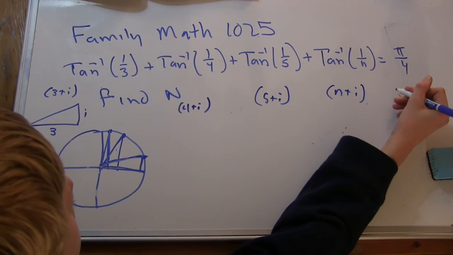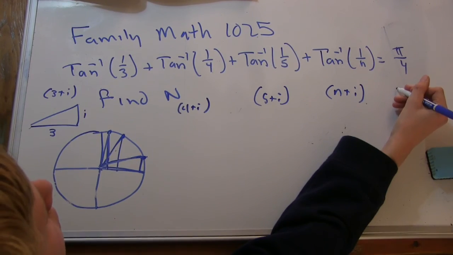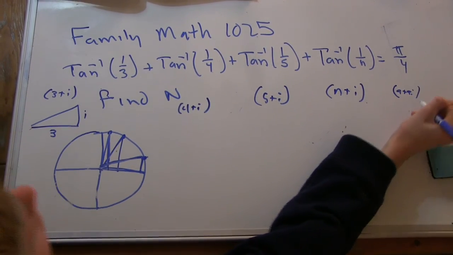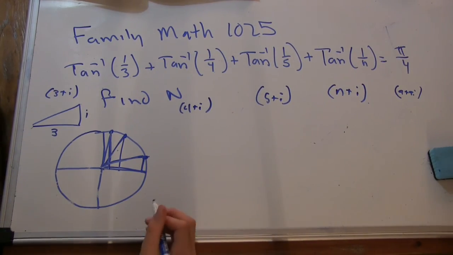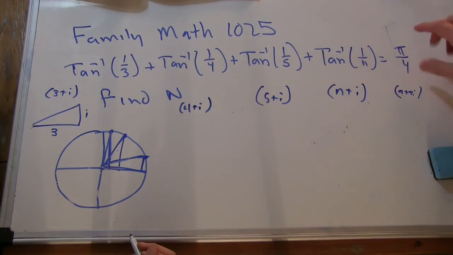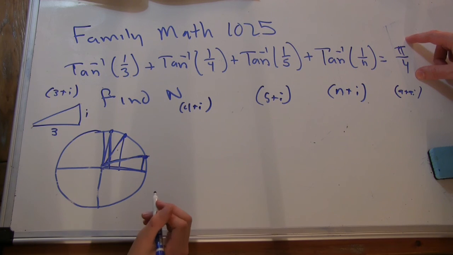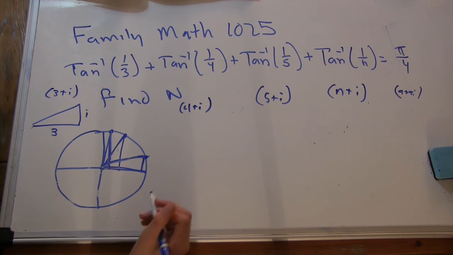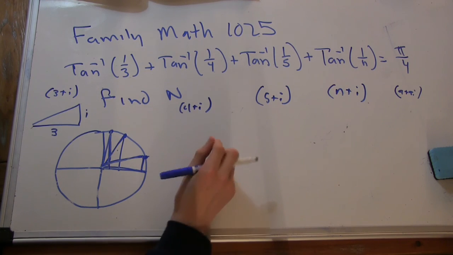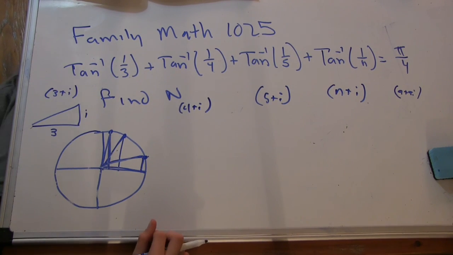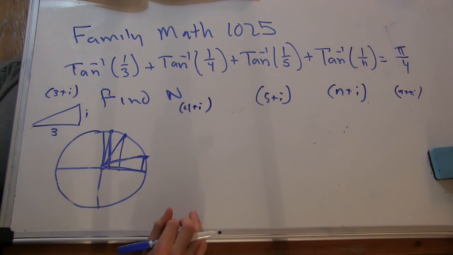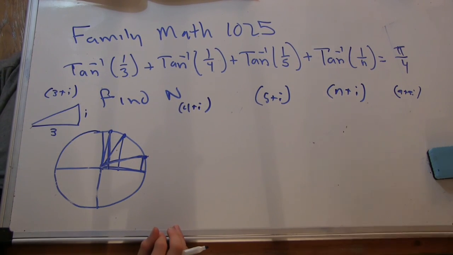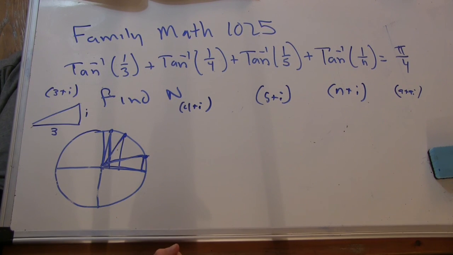When you do that, you would get something of the form a plus ai. So when we multiply these all together, if we have an angle that equals pi over 4, it means the real part and the imaginary part are the same. So we have to separate the real and imaginary part. Okay, so let's do that now in a separate video.